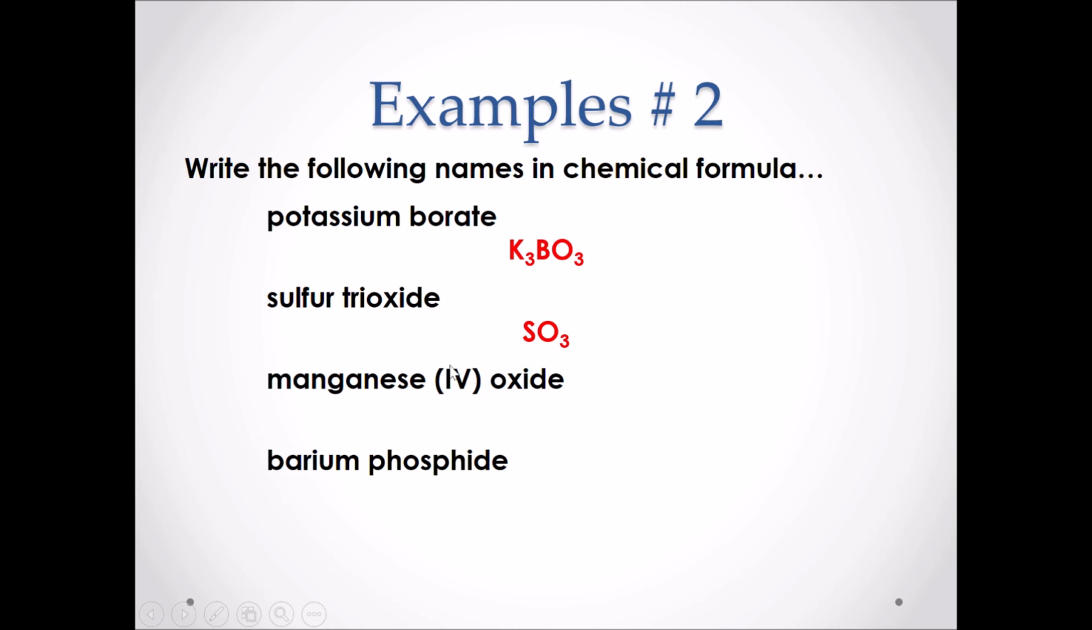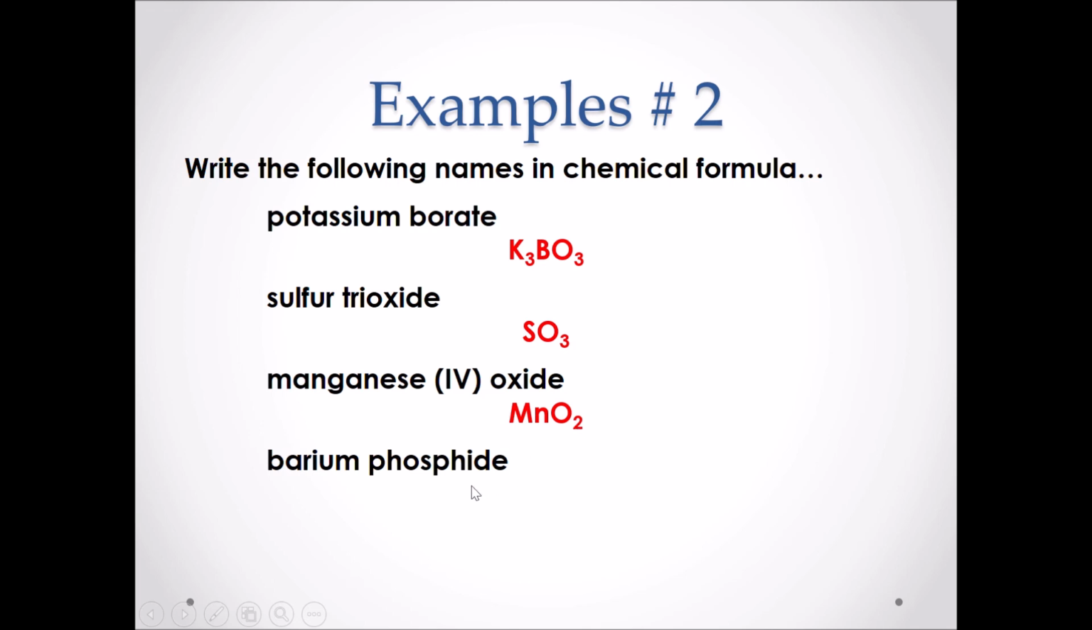Our next example, we have manganese(IV) oxide. This is going to be an ionic compound, so therefore we have to identify the charges of each element in the chemical formula. We have Mn, which is known to have a charge of +4 because of the Roman numeral, and oxide has a charge of 2-. So when we swap and drop, we would originally have Mn2O4, but we can simplify that to MnO2.